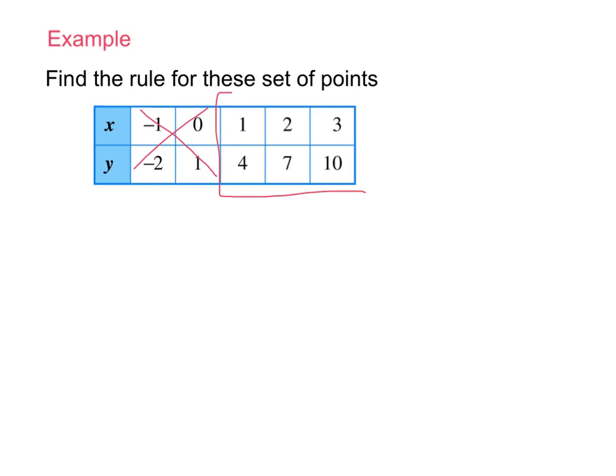Let's stick with this multiplication, but maybe let's try 1 times 3. So 1 times 3 is 3 plus 1. So x times 3 plus 1. That could work, yeah. Because 1 times 3 is 3 plus 1 is 4. 2, let's have a look over here. 2 times 3 is 6 plus 1 is 7. Hey, I think we're on a winner here. 3 times 3 is 9 plus 1 is 10. Boom, we've got it.